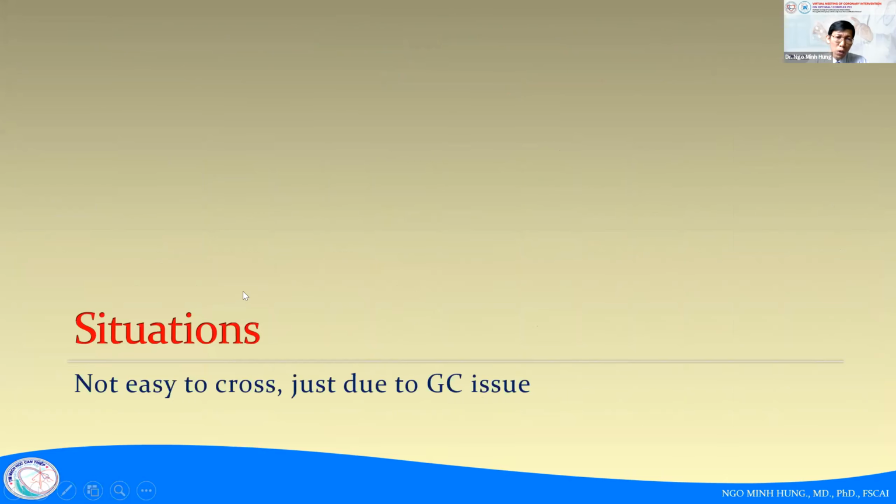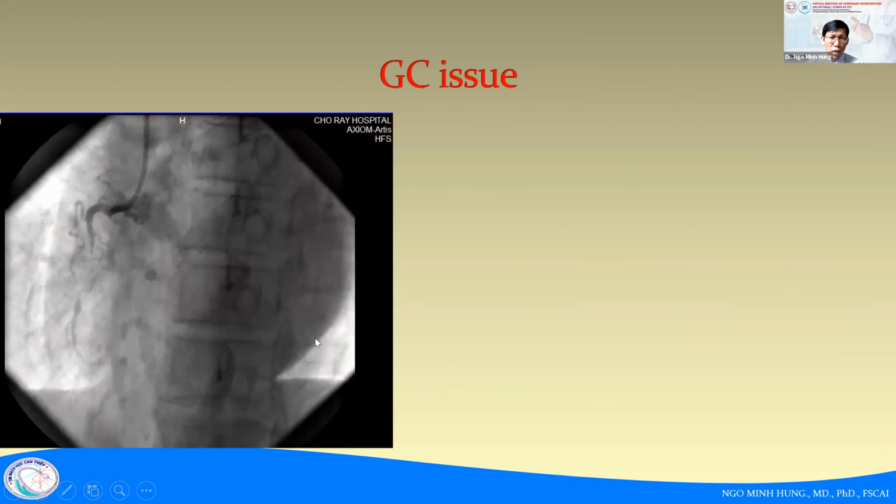I will go through some situations that we call complex. For example, a CTO that is quite easy based on the J-CTO score, but not easy to cross because of a very simple reason: the guiding issue. For example, this is the CTO of the mid RCA. We can see the distal end with the bridging collateral and the tapering from the beginning of the CTO.